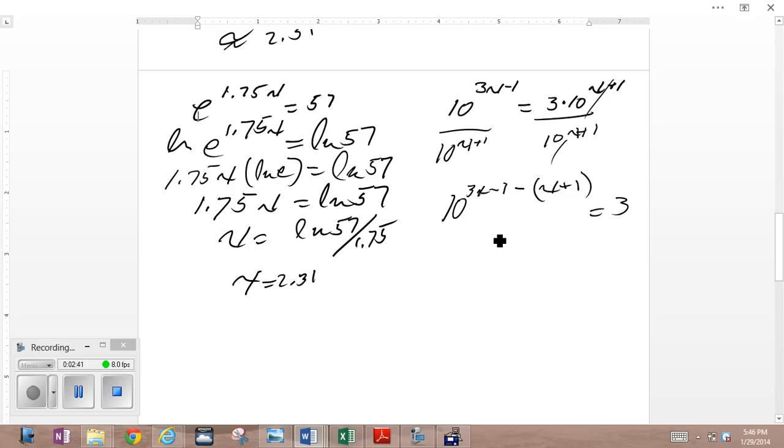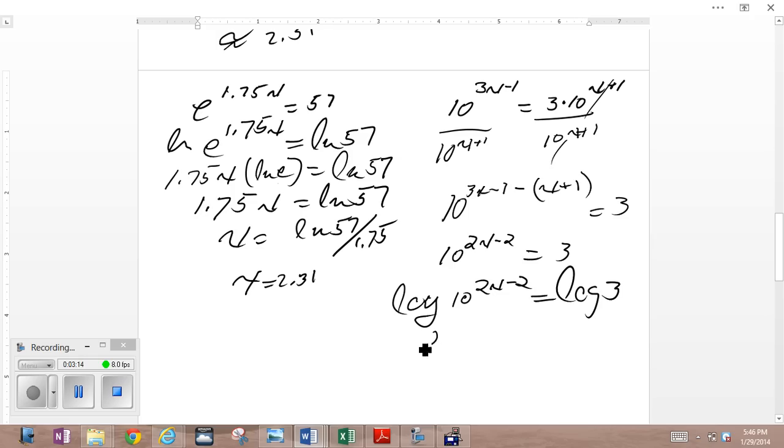So let's clean this up. Sorry for my penmanship here. 10 to the 3x minus 1 minus x, so that makes that 2x, minus 1 plus minus 1, minus a negative, is minus 2, equals 3. Now we can take the log of both sides. Well, what log? Base 10, might as well take the common log. Log of 10 to the 2x minus 2 equals log of 3. This just collapses to 2x minus 2 times the log of 10, which is 1, so it's just 2x minus 2 equals the log of 3.